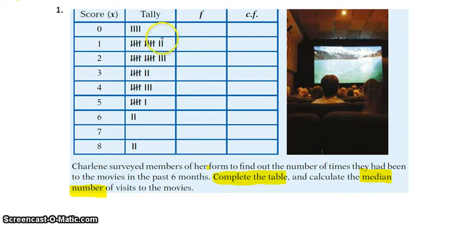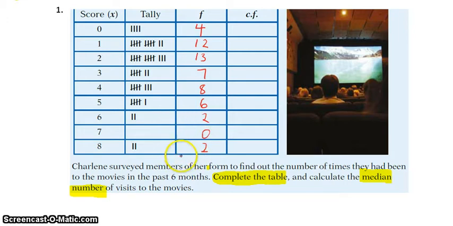First step, I need to fill in these frequencies. So from the tally is going to tell me how many zeros there were. So there were 4 zeros, there were 12 ones, 13 twos, 7 threes, 8 fours, 6 fives, 2 sixes, 0 sevens, and 2 eights.